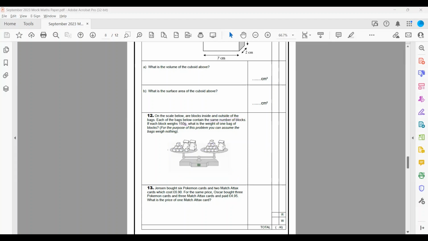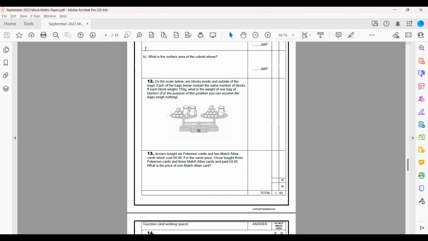Now, coming down to question 13, here we have a word problem that requires you to write an algebraic equation. We're told that Jensen bought six Pokemon cards and two Match Attack cards, which cost £6.90. So I can write Jensen equals 6p for Pokemon plus 2m for Match Attacks equals 690 pence. I'm then told that Oscar bought three Pokemon cards and three Match Attack cards, and that cost him £4.95. And I've been asked to find the price of one Match Attack card.